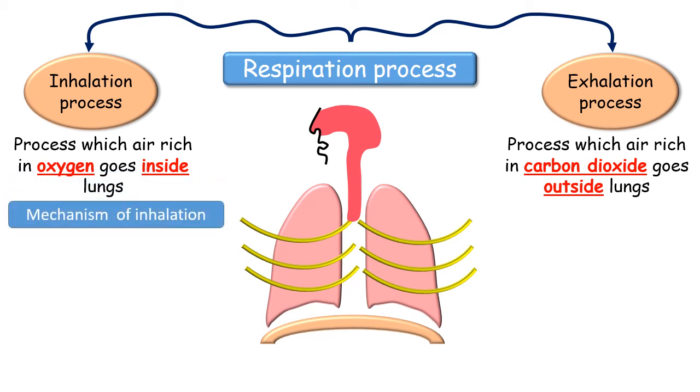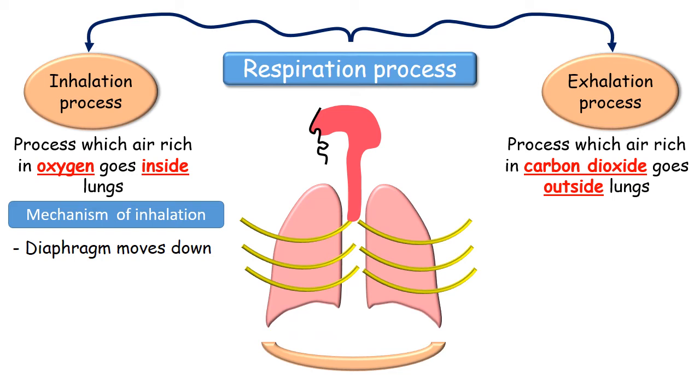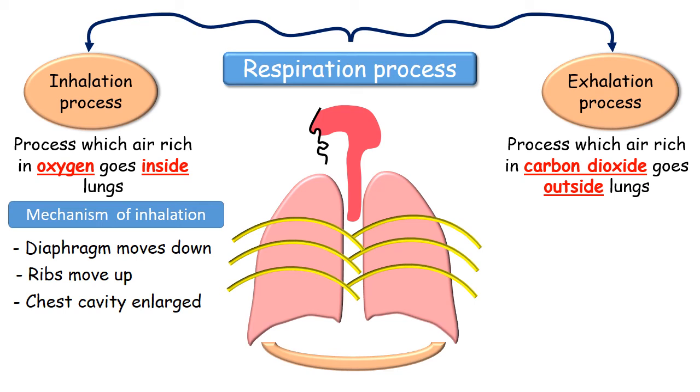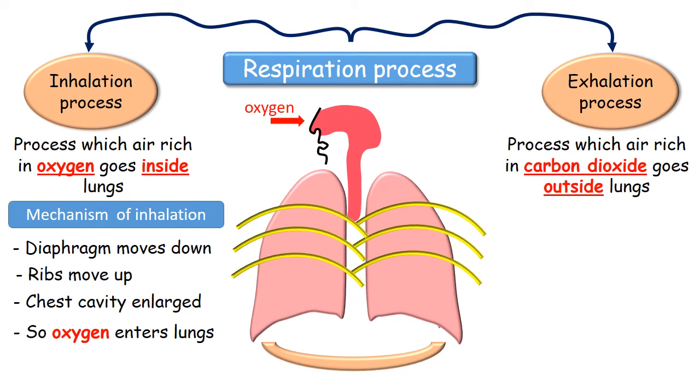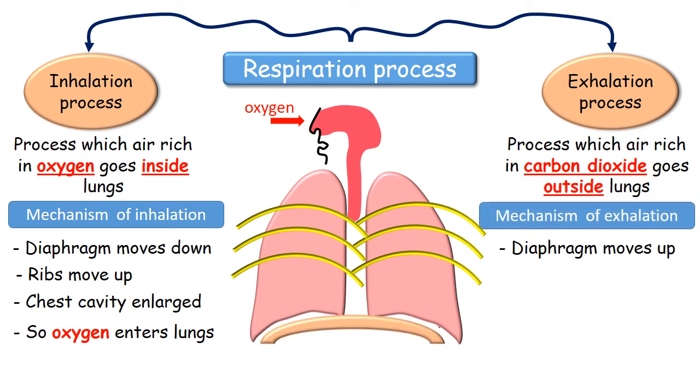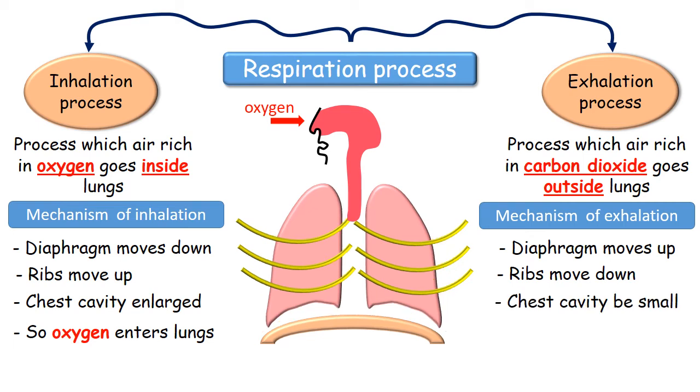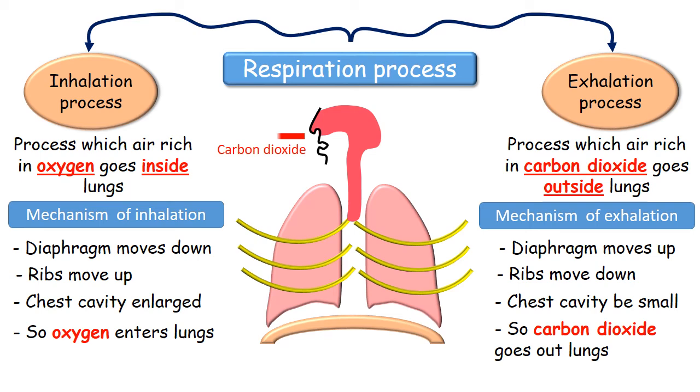Mechanism of inhalation: the diaphragm moves down, ribs move up, and the chest cavity is enlarged, so oxygen goes inside the lungs. Mechanism of exhalation: the diaphragm moves up, ribs move down, and the chest cavity becomes small, so carbon dioxide goes out of the lungs.